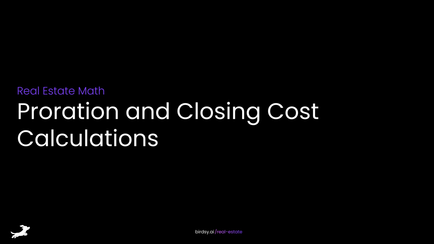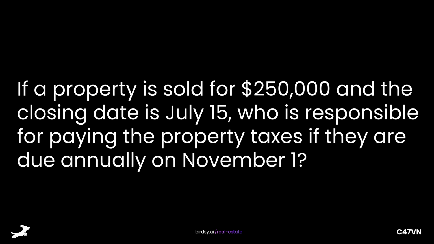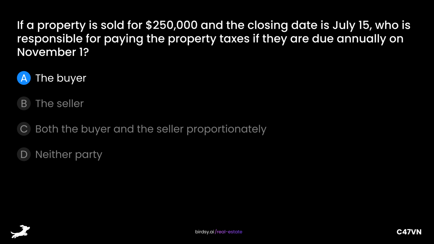Proration and closing cost calculations. If a property is sold for $250,000 and the closing date is July 15th, who is responsible for paying the property taxes if they are due annually on November 1? Is it A, the buyer, B, the seller, C, both the buyer and the seller proportionately, or D, neither party? The answer is C.